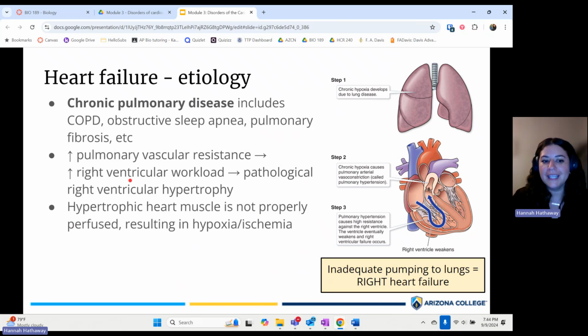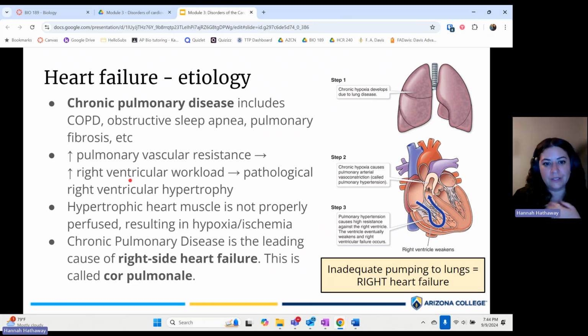And same as before, that pathological hypertrophic muscle is not getting enough oxygen, so that leads to degeneration. And similarly, COPD, same idea as pulmonary hypertension, is the leading cause of right side heart failure. In fact, there's even a special name for this. It's called cor pulmonale. Cor kind of sounds like coronary heart, pulmonale, pulmonary heart. So it's like heart lungs. This is the type of heart failure that originates from the lungs. So the original problem is in the lungs.